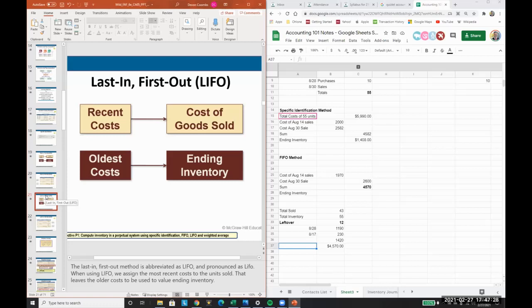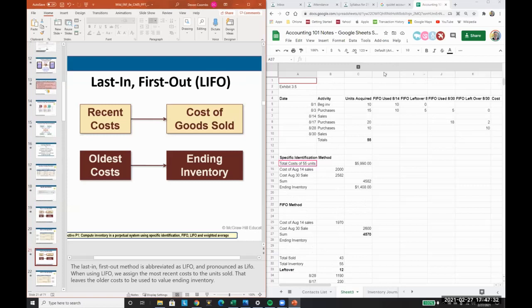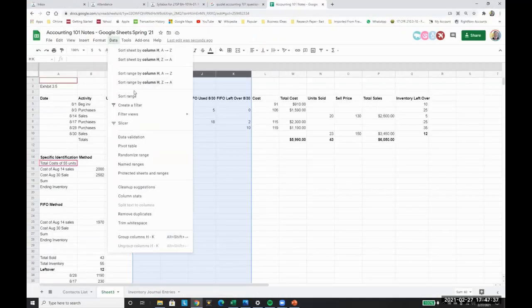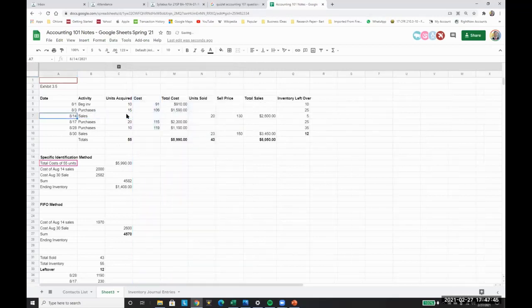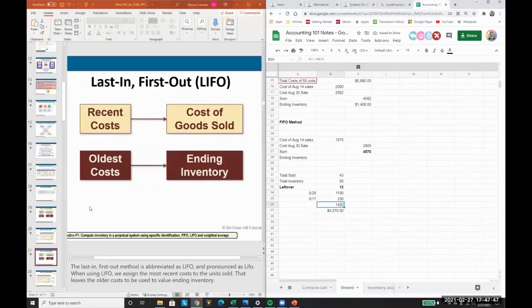So let's do LIFO. So again, I'll group this information. You can ungroup it if you want to look at it later. Let's see, group, hide it. Next piece, using the same information, how do we figure out LIFO?